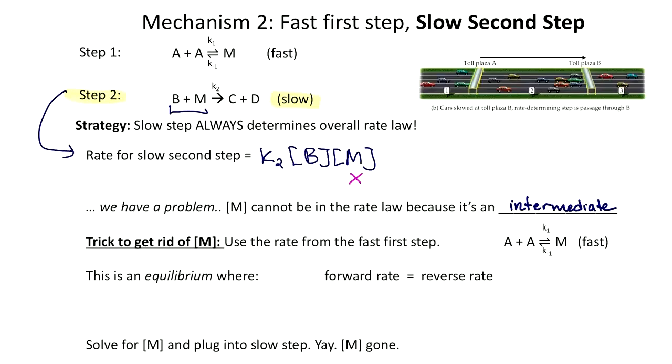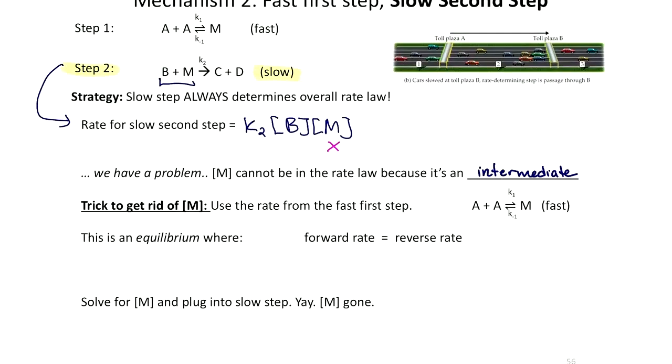So the trick to get rid of M is to use the first step, which we recognized as a fast step. It's technically called an equilibrium, and we'll learn more about this to an insane amount of detail in the next 3 chapters. But I'll introduce it now: in this first fast step, the forward reaction is happening really fast, and the reverse reaction is happening very fast. That's the idea of an equilibrium. So what we can do using this first step is say that the forward rate law is equal to the reverse rate law. And so I'll show you what that means.